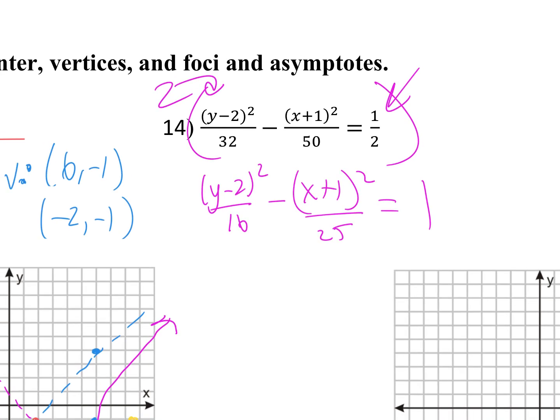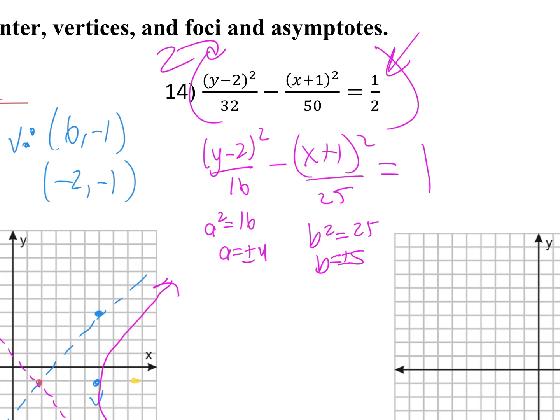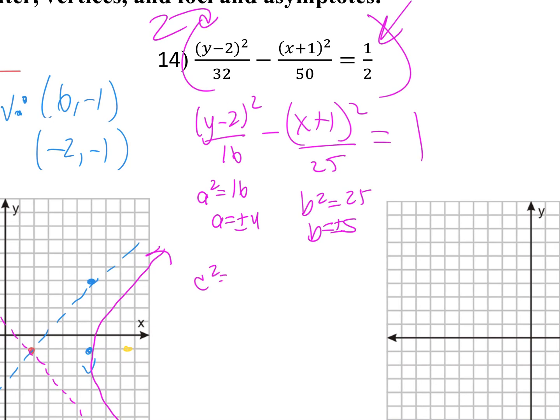Since this is a hyperbola, I know that my a squared is first. So a squared equals 16. A equals plus or minus 4. B squared is second, so b squared is 25. B equals plus or minus 5. C squared is going to be my a squared plus my b squared. So again, my c squared is going to be 41. So then c equals plus or minus square root 41.